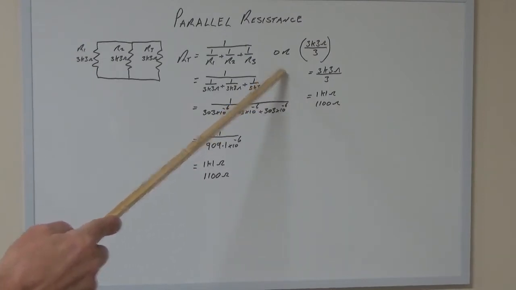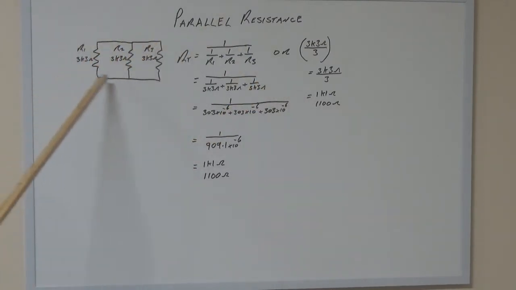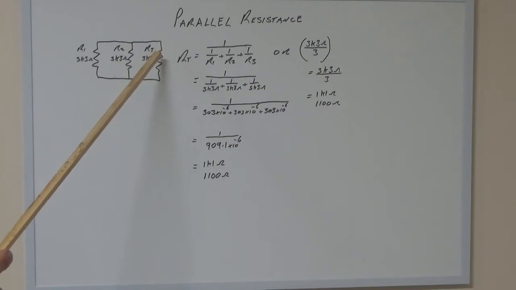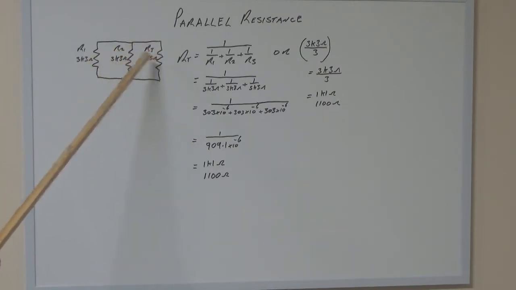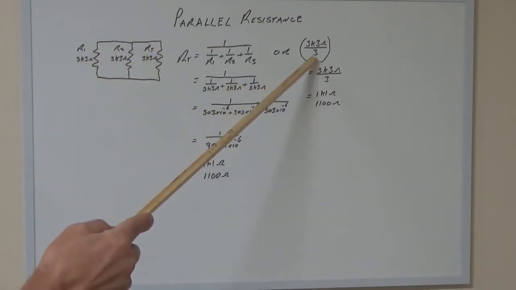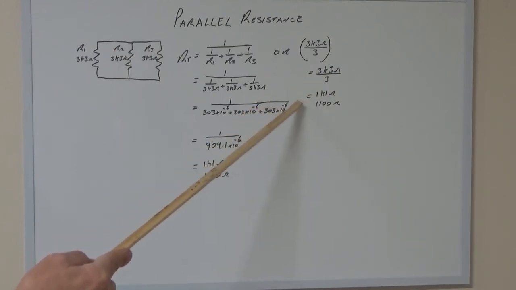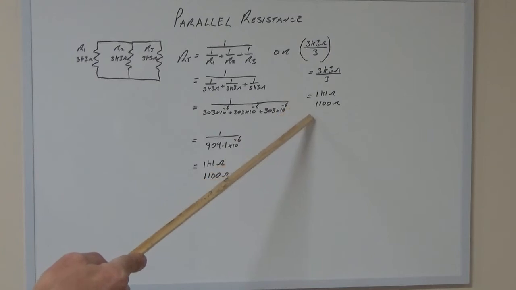Or you can do it this way, because these resistors are all the same value, you just pick a resistor, so 3.3k ohms, and you count up the number of resistors in the circuit. We've got 3, so you divide it by 3, and as you can see here, 3.3k ohms divided by 3 gives you 1.1k ohms or 1100 ohms.